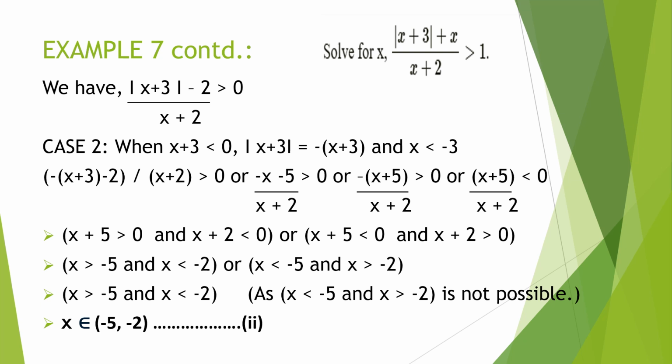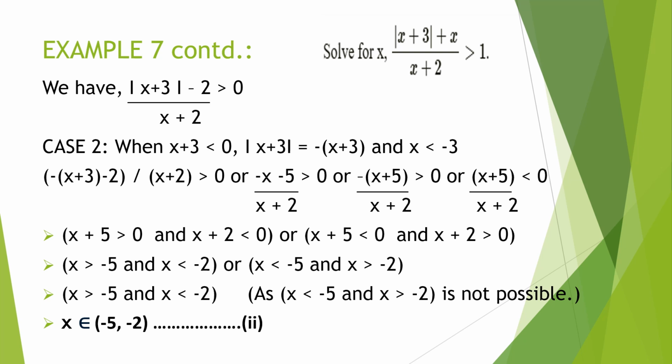Now when will this happen? When will this fraction be less than 0? If the numerator is less than 0 and the denominator is greater than 0, or if the numerator is greater than 0 and the denominator is less than 0. So this fraction will be less than 0 if x + 5 > 0 and x + 2 < 0, or x + 5 < 0 and x + 2 > 0, meaning both are of different sign, then the fraction will be negative. So x > −5 and x < −2, or second possibility x < −5 and x > −2.